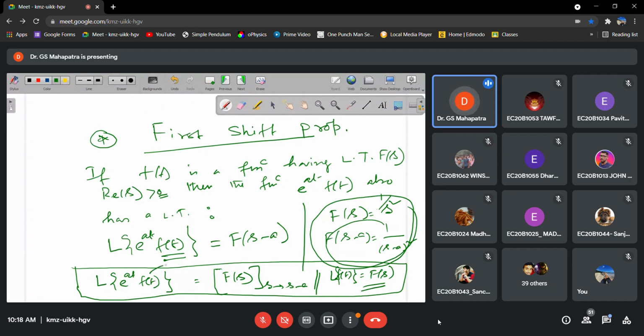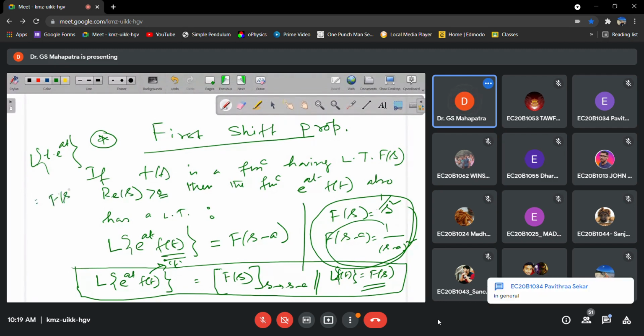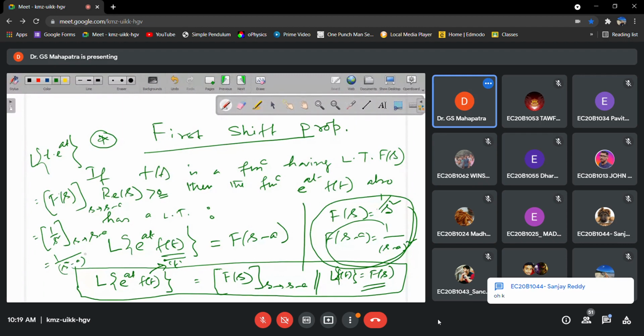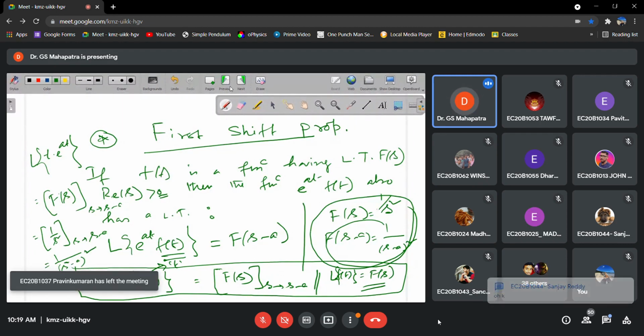f of t we have considered t. Then what is the Laplace transform? If you want to find it by the limit integration, it will be very tough. The Laplace transform of t into e to the power at: f of s is 1 by s square, and s is replaced by s minus a. So that is 1 by (s minus a) whole square. So this is one example.